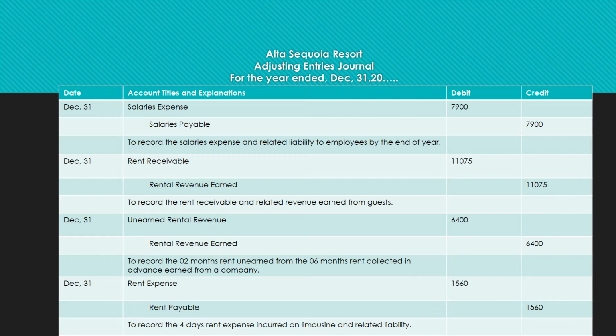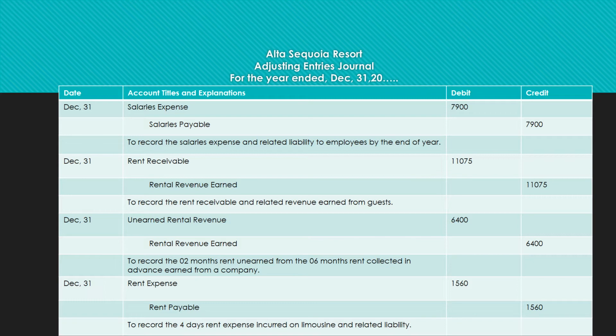So in this transaction, the title of account is expenses incurred. So the first title of account on the debit side will be salaries expense. As salaries are not paid, they will be paid later. So it means they will show credit title of account salaries payable. Salaries payable is a liability. Increase in liability is recorded on credit. So they will show debit salaries expense 7,900 and credit salaries payable 7,900. Explanation will be to record the salaries expense and related liability to employees by the end of the year. So that's all about transaction A.